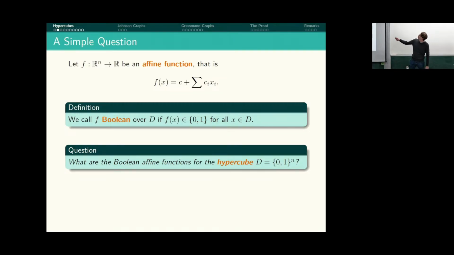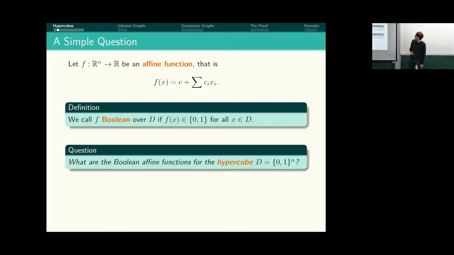For any input set D, we say a function is Boolean if it only takes 2 different values. Throughout my talk, these values will be 0 and 1. In some contexts, you prefer -1 and 1. It does not really matter. Okay, so what is the question? The question is, if we ask for Boolean affine functions, what do we get?